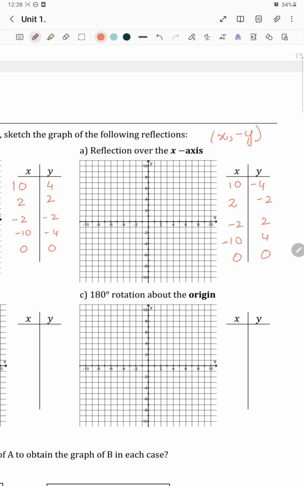Let's plot 10 on the x-axis, minus 4 on the y-axis, 2 on the x-axis, minus 2 on the y-axis, minus 2 on the x-axis, plus 2 on the y-axis, minus 10 on the x-axis, plus 4 on the y-axis, and 0. So the graph will look something like this.